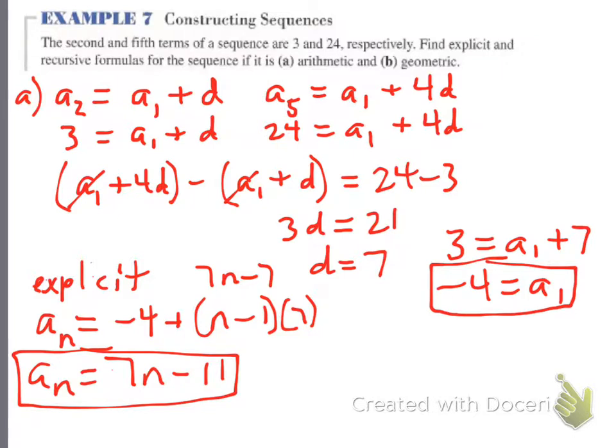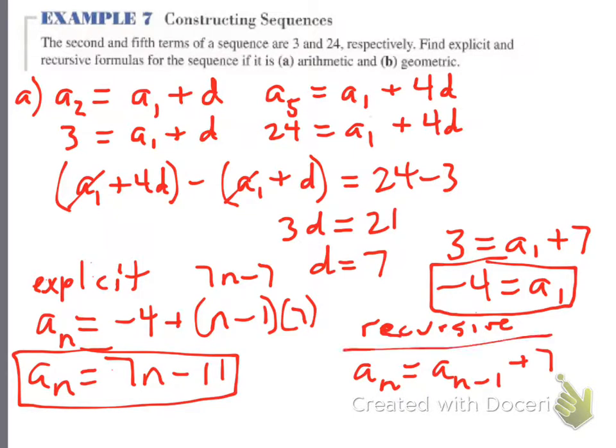Now, your recursive formula would simply be a sub n equals a sub n minus 1 plus 7. That is if the sequence is arithmetic. Now, what happens if it's geometric?